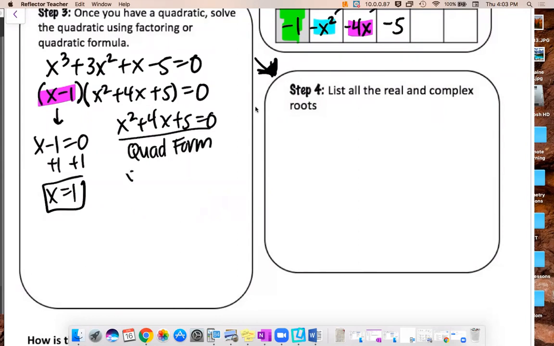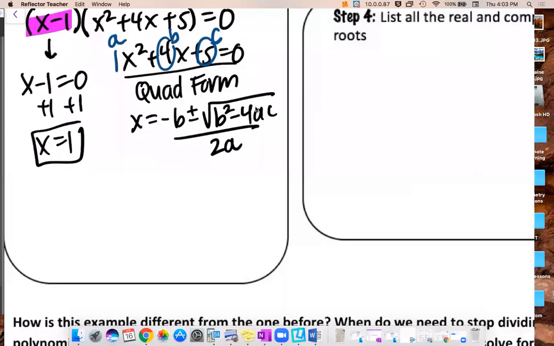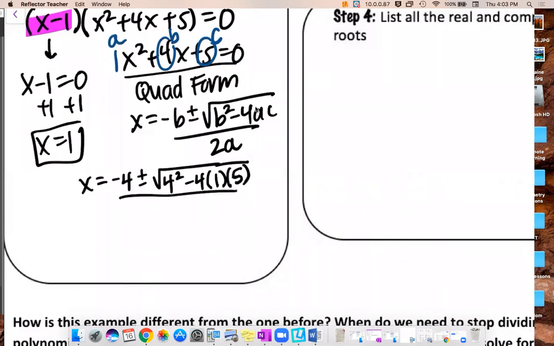So we've talked about this a little bit, but x equals negative b plus or minus the square root of b squared minus 4ac, all over 2a. And then let's just remember what these things are. So your a is 1, your b is 4, and your c is 5 for this one. And then all you do is just plug it in. So we've got x equals negative b, so negative 4, plus or minus the square root of 4 squared minus 4 times 1 times 5, all divided by 2 times 1.